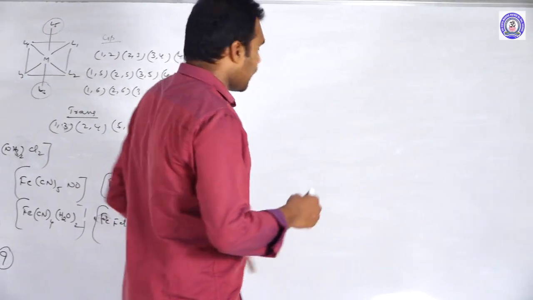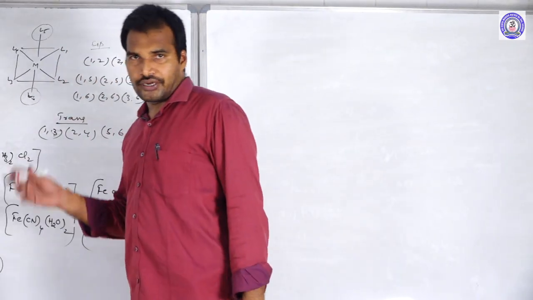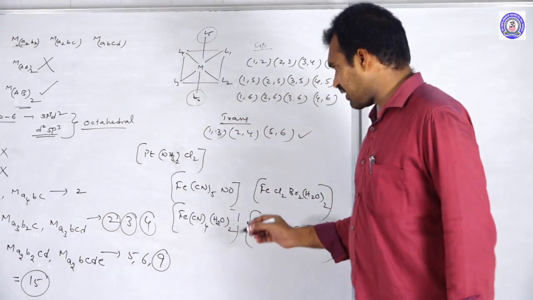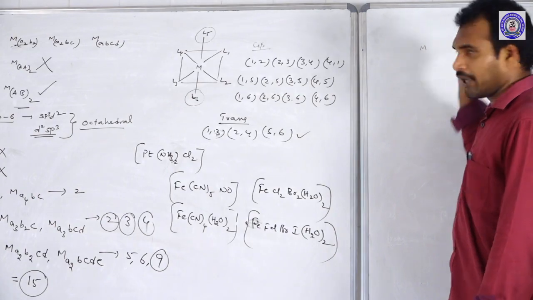Optical isomers. And one more thing, MA3B3. I told you I would explain MA3B3. What is MA3B3? See, M.